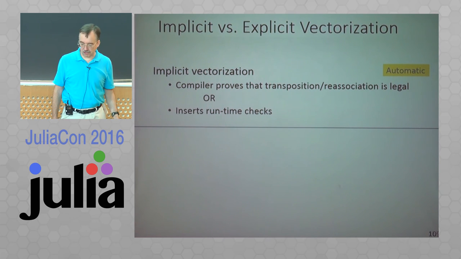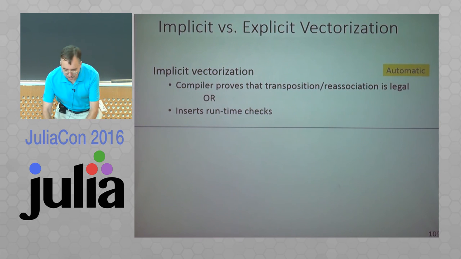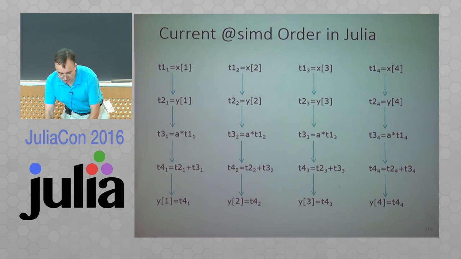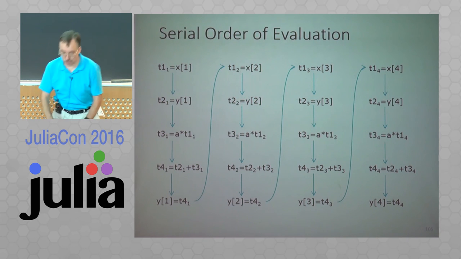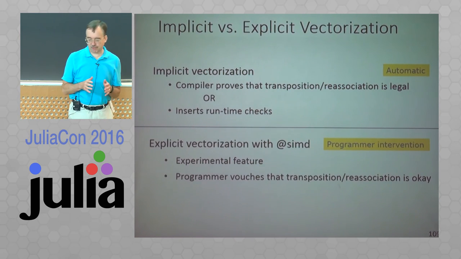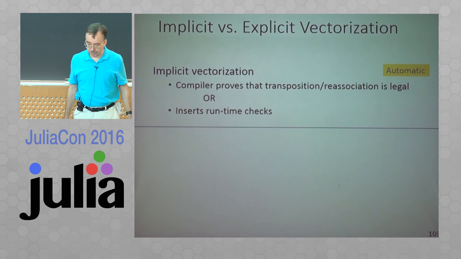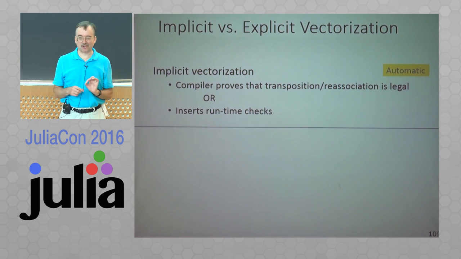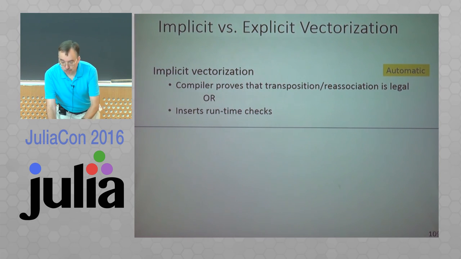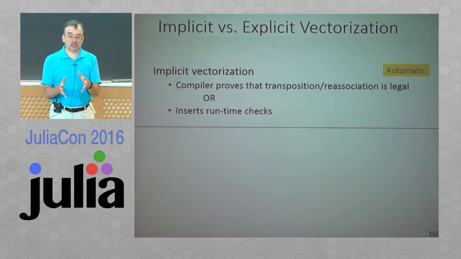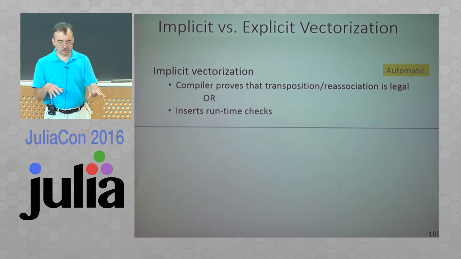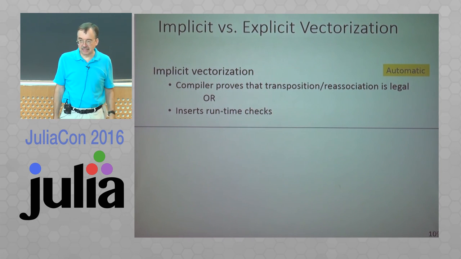So in implicit form, if you notice back here on the original slide, this is a very different order. This order of operations is very different than the serial order because it's missing those diagonal pieces. So in implicit vectorization, the compiler has to prove that the two orders give you the same result as far as you can tell without using a debugger at the assembly code level. So it's going to either prove it's legal or it's going to insert a runtime check. In practice, a lot of times it'll check if these two things refer to two different matrices, I can go vectorize it. Otherwise, I'll use a backup loop to deal with the case where they refer to the same matrix.